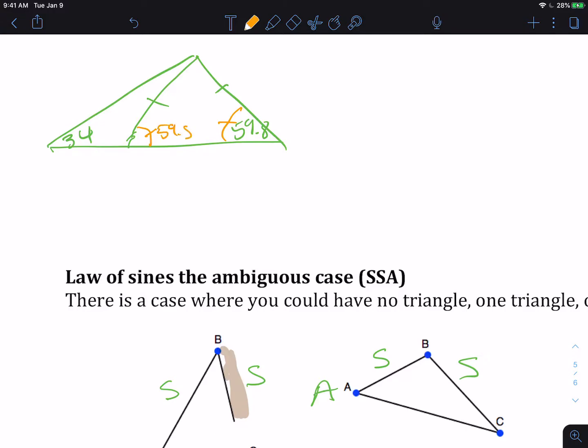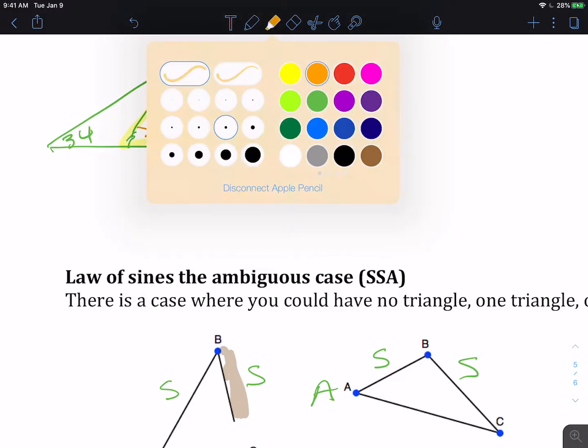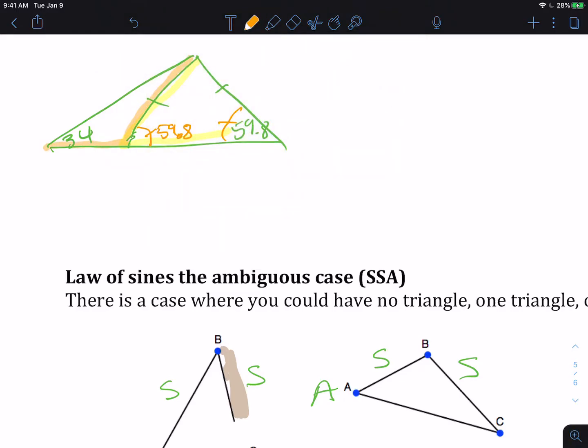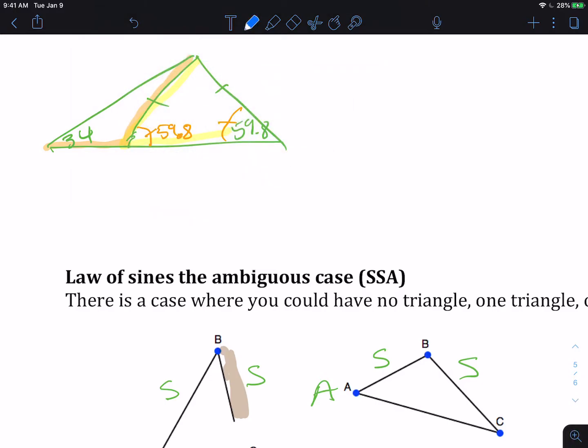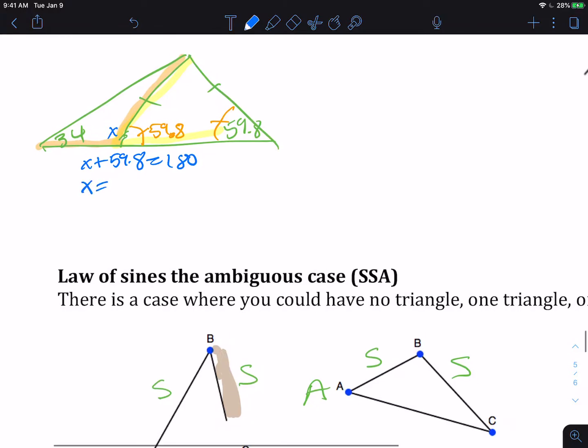So this is 59.8. Well, if we know that this is 59.8, we know that this angle right here and this angle right here create a linear pair. So that means that I can add these two together to get to 180. So let's call this x. So we would do x plus 59.8 equals 180. So we're just going to take the 59.8 away from 180, and that gives us 120.2. So our x is 120.2. So this is 120.2. Okay.